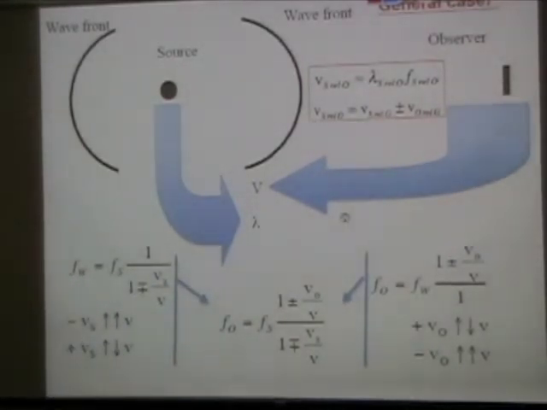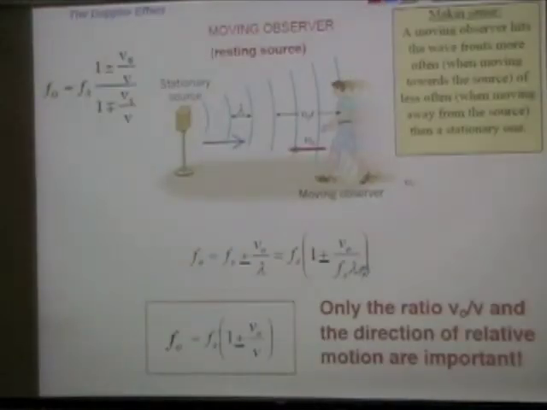Well, the first special case: when the source is at rest, that means the speed of the source is zero and the denominator equals one. For a stationary source, the equation is simpler. Again, we have to choose plus or minus. When the observer travels towards the source, frequency will go up, so we choose plus. When the observer travels away from the source, frequency should go down, so we choose minus.